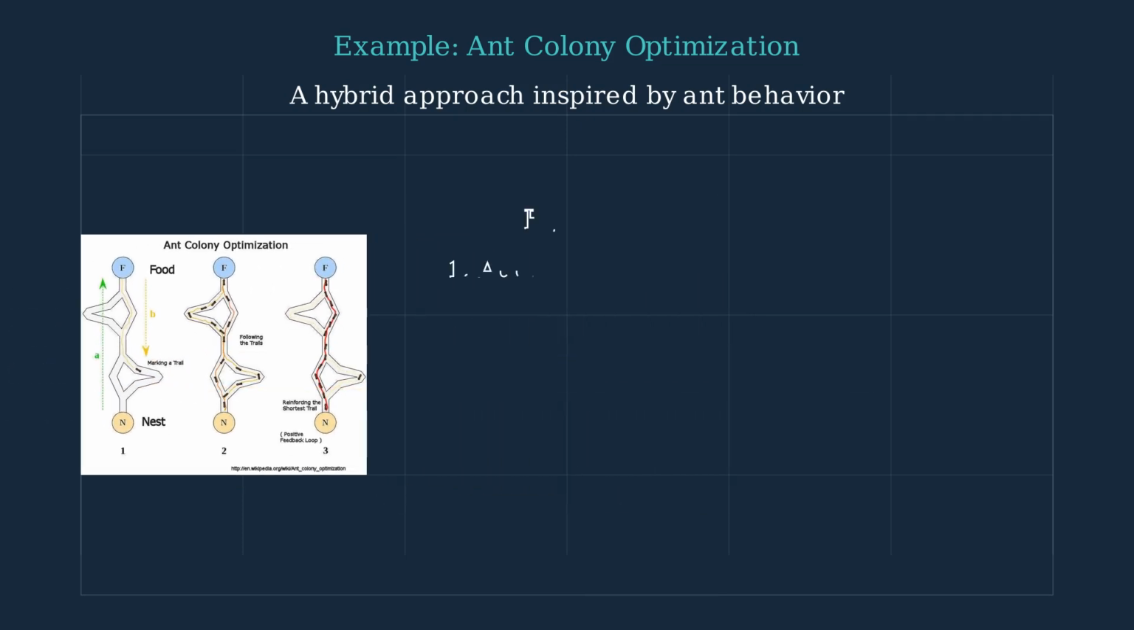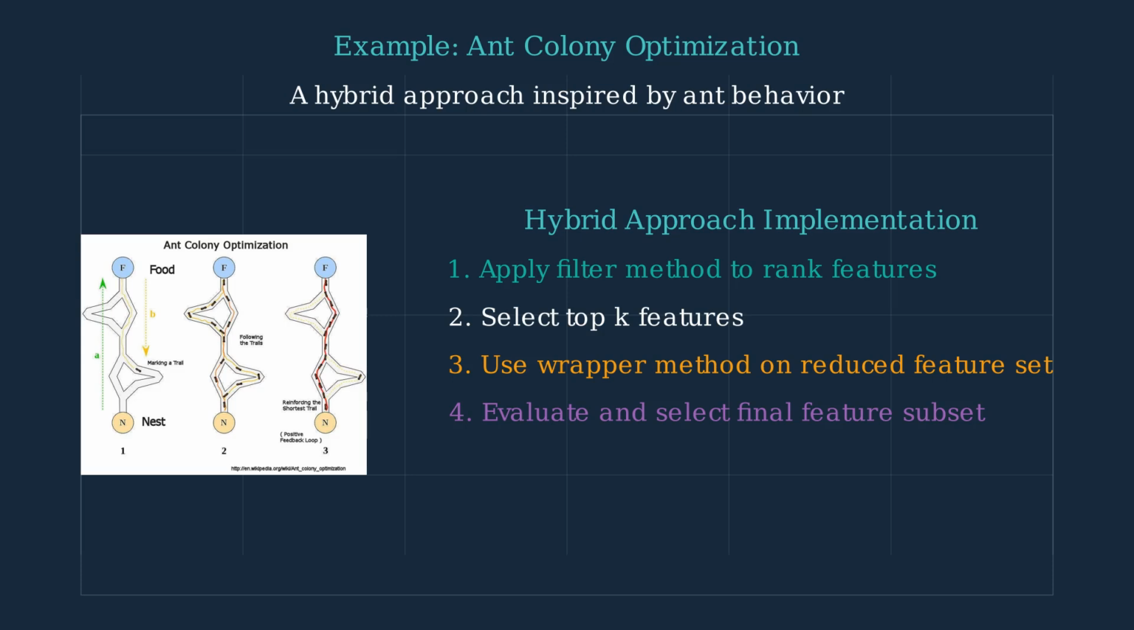In practice, a hybrid approach might first apply a filter method like information gain to rank features, select the top features, then use a wrapper method like recursive feature elimination on this reduced set, finally evaluating and selecting the optimal subset.